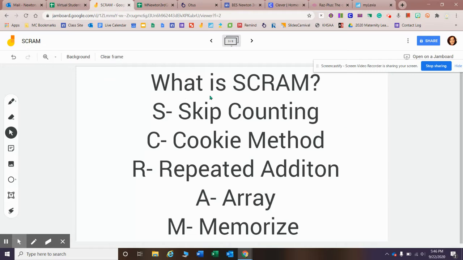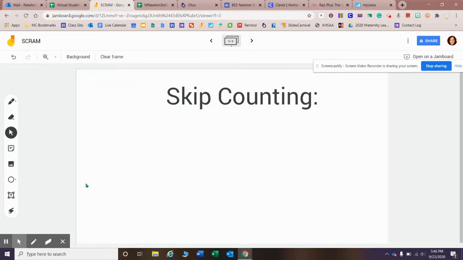Whenever you go through and you're able to skip count, you're able to do cookie method, you're able to do repeated addition and arrays, it all just kind of makes sense, and you do it so much that you memorize it. So we're going to look at 3 times 4 and 4 times 3 on all these different ways of going about a multiplication problem. Skip counting.